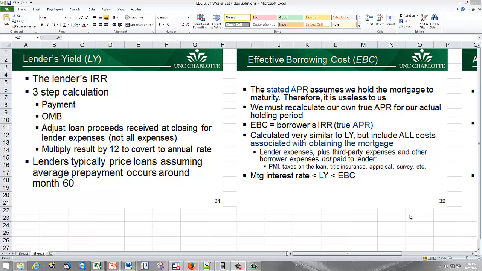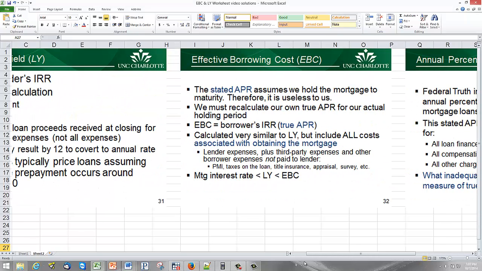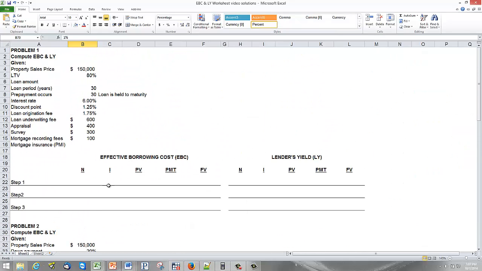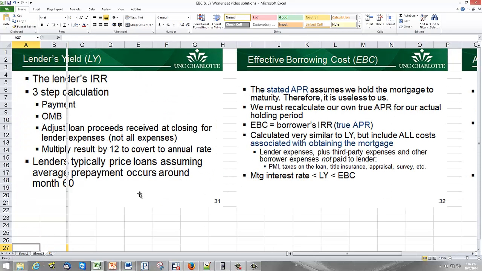Hi there. In this video we're going to be learning about lender's yield, the effective borrowing cost, and the APR, the annual percentage rate, and then we're going to show how you would calculate these items for a given loan. Alright, so let's start back with the lender's yield.